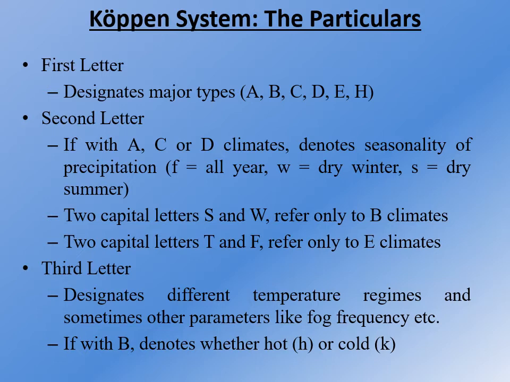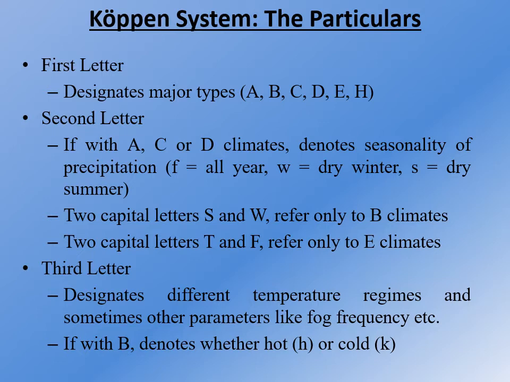He used a combination of some letters in which the first letter designates the major type of climates. Like I previously told you, the humid tropical climate, dry climate, humid microthermal climate, humid mesothermal climate, polar climate. So all these climatic types are the major groups, and thereby they are symbolized by these uppercase alphabetical letters.